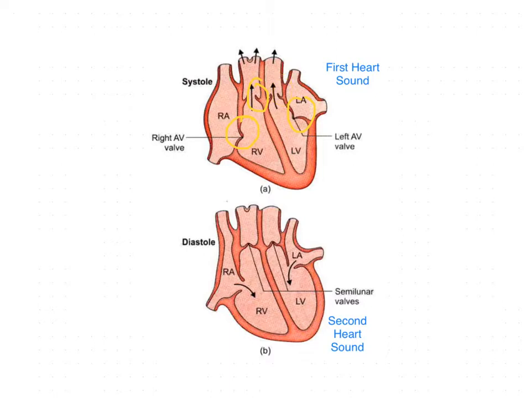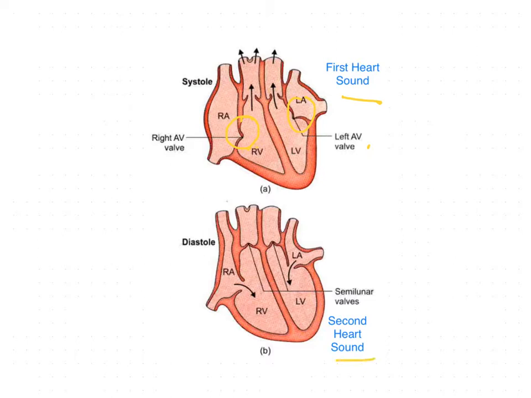So there are two heart sounds. One is the first heart sound and the second heart sound. The first heart sound is called systole and the second heart sound is called diastole. How does this first heart sound occur? It occurs due to the closure of the atrioventricular valves. Here you can see the closure of the right atrioventricular valve and the left atrioventricular valve. So by the closure of the atrioventricular valves, you can hear the first heart sound, that is called systole.